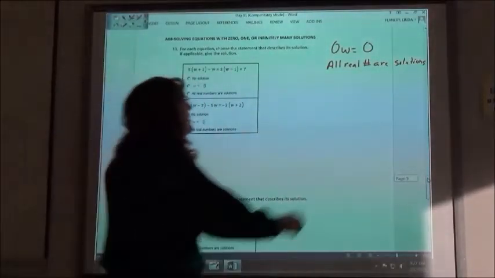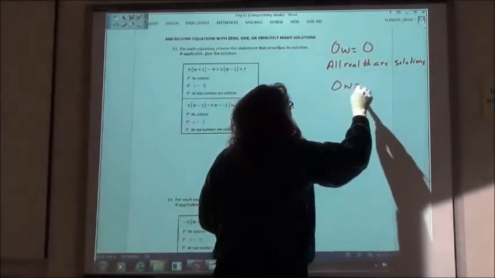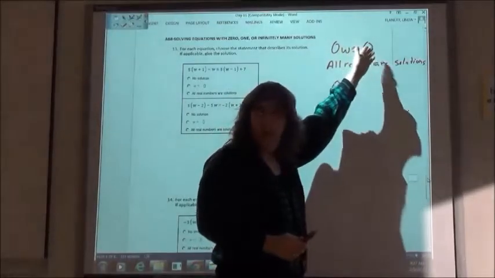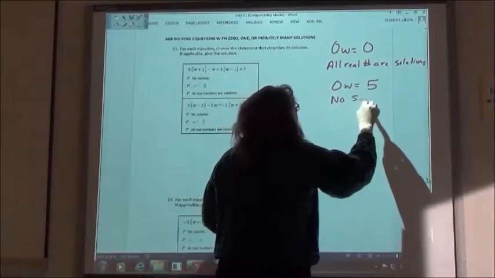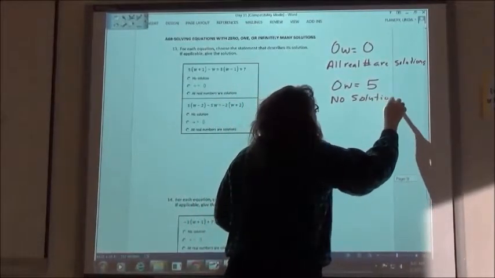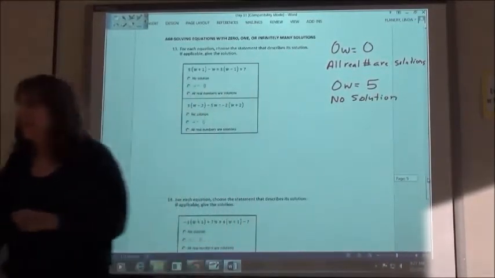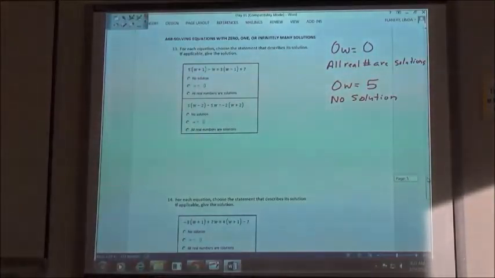If I get 0W equals any number in the world other than 0, say it's a 5, then I can't do that. I can't take 0 times anything and get 5, right? 0 times 5 is 0. So those are our 2 weird cases. If we get a 0W, it's either going to give us all real numbers are solutions or no solutions. Otherwise, it'll solve like it normally solves.